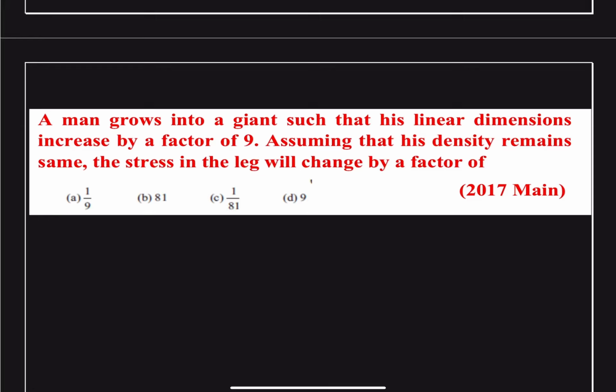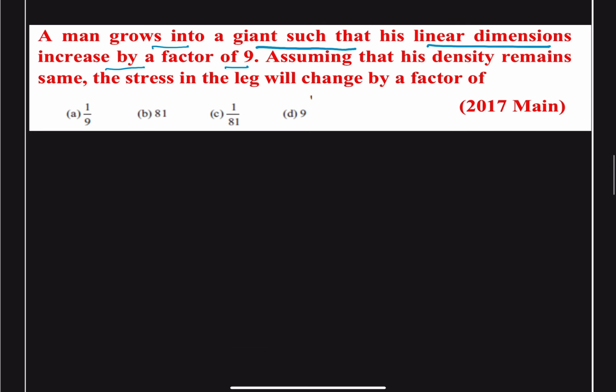Hello friends, today's question: a man grows into a giant such that his linear dimensions are increased by a factor of 9. Assuming that his density remains the same, the stress in the leg will change by the factor of. So in this case, we have to find out how the stress in the leg of this giant person changes if he grows from a normal to a giant person.